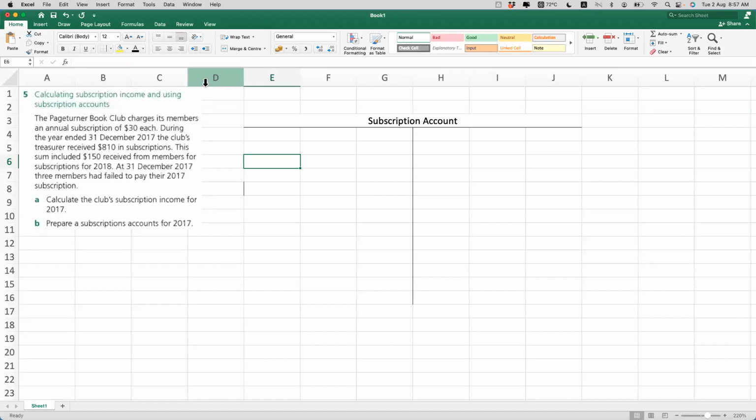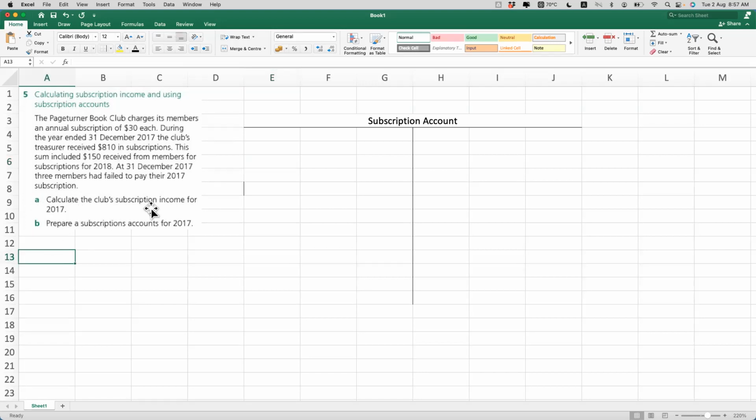Let's look at question number 5 for club and society subscription account. So Page Channel Book Club charges its members an annual subscription of $30 each. During the year ended 31st of December 2017, the club's treasurer received $810 in subscription. This sum included $115 received from members for subscription for 2018. At 31st December 2017, 3 members had failed to pay their 2017 subscription. So A is calculate the club subscription account.